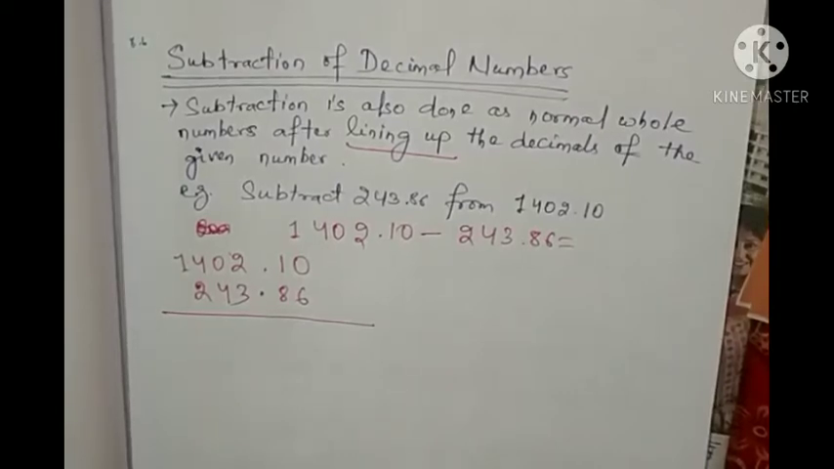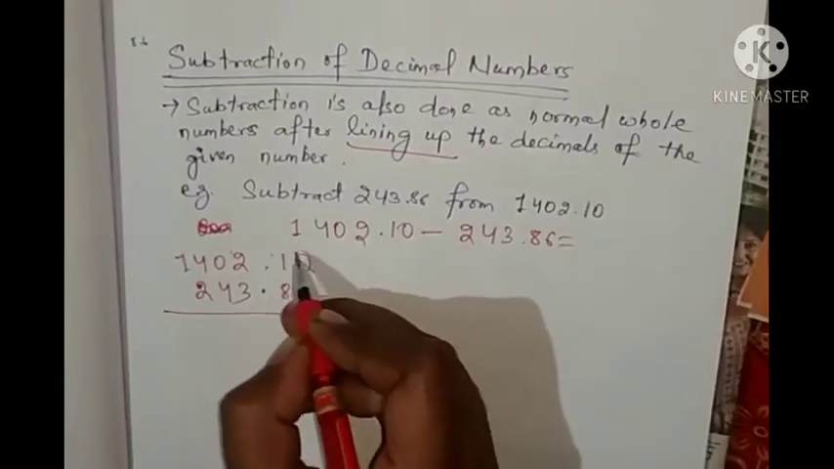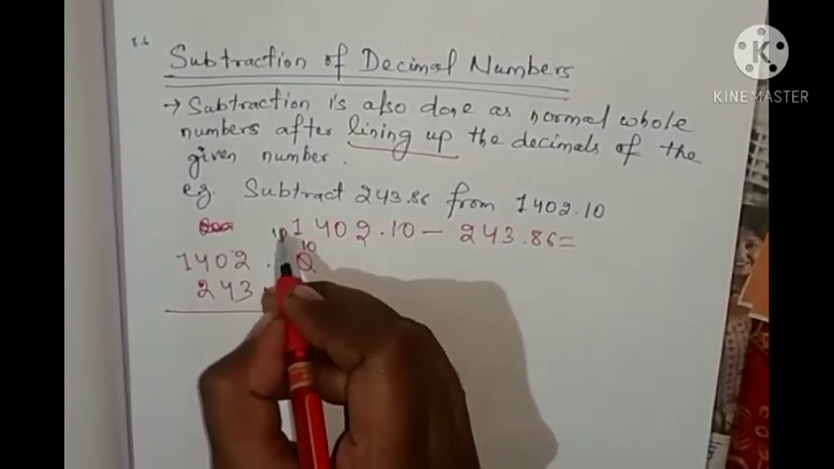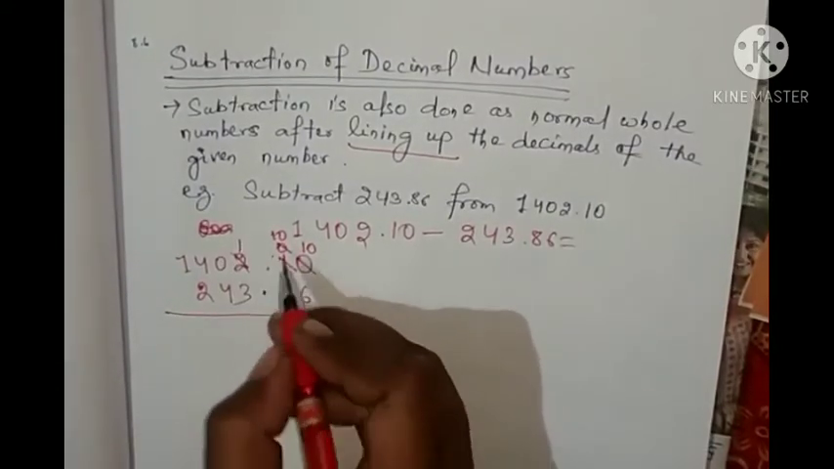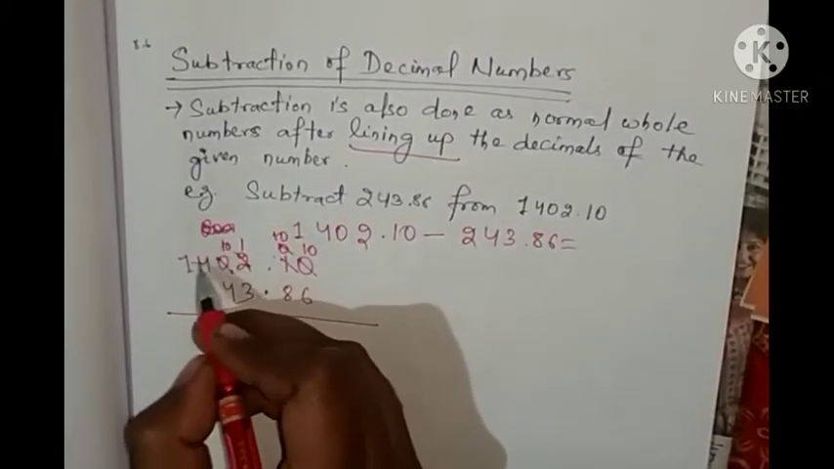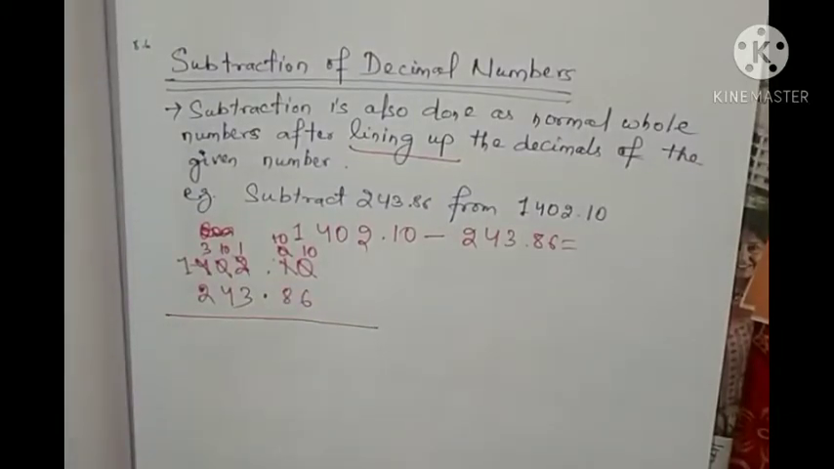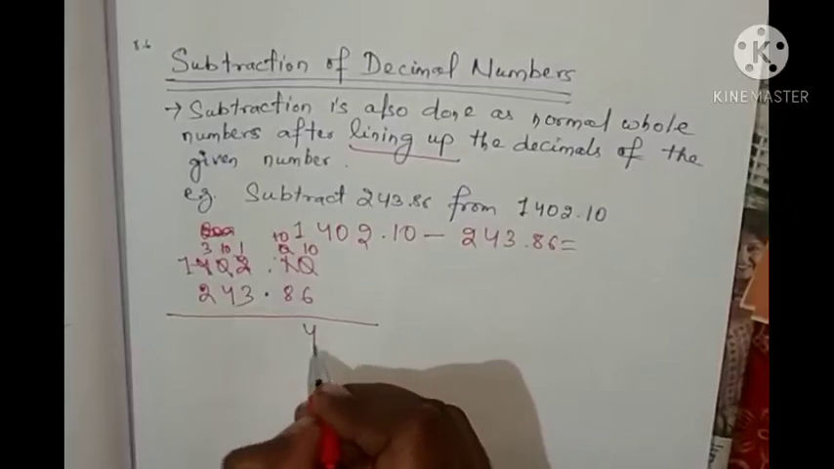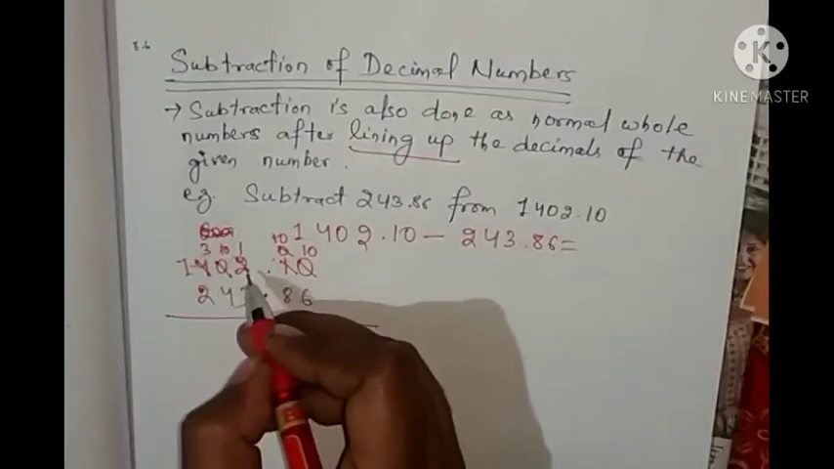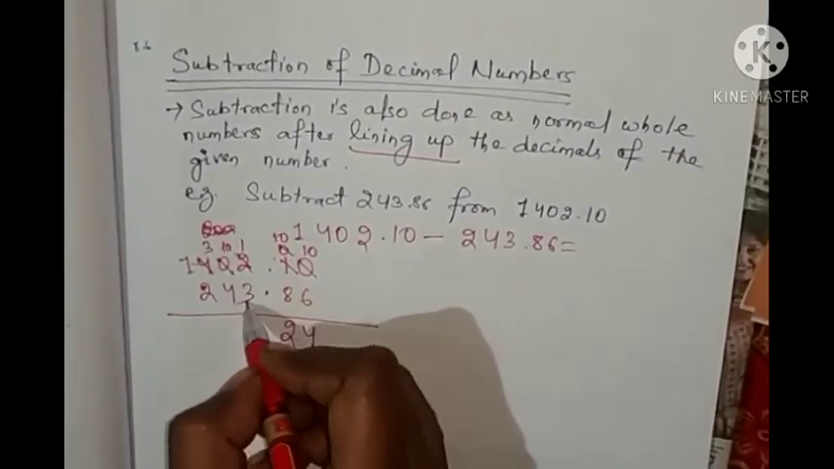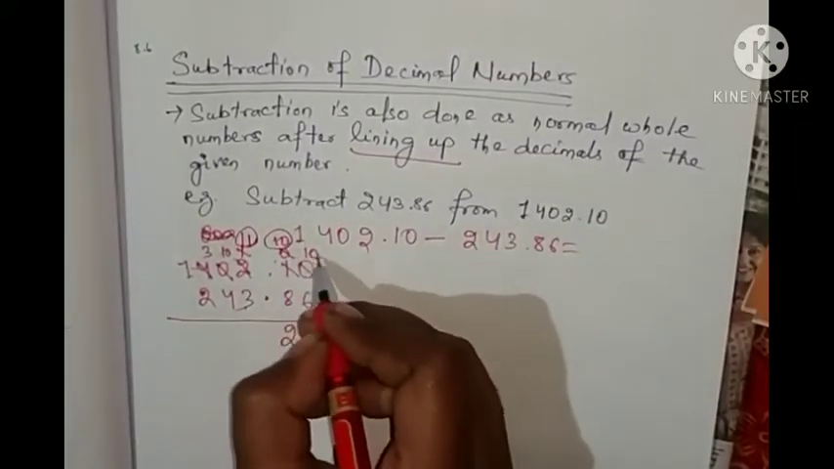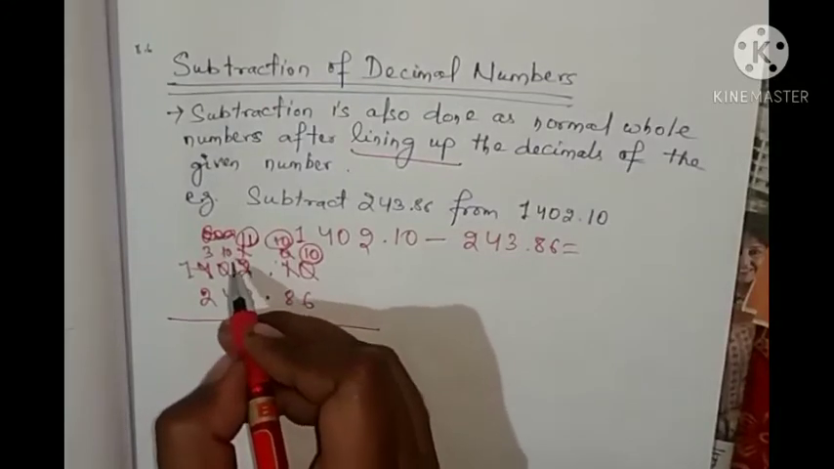Okay, so what we'll do? Here 0 is there, means we'll borrow 10 from here. So this will become 0. Then we'll borrow from here, so this will become 1. Then here 0 is there, so we'll borrow from here, so this will become 3. Like this we'll do. Sorry, here I have forgotten. Here 2 is there, here 3, so I can borrow. This will become 11. And here 10 will become 9.